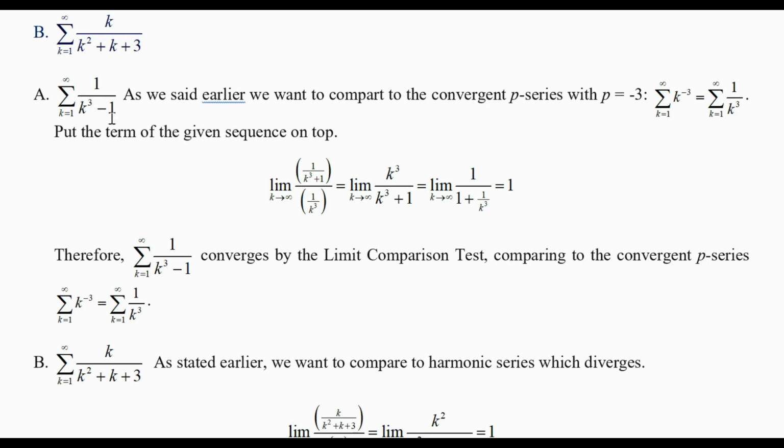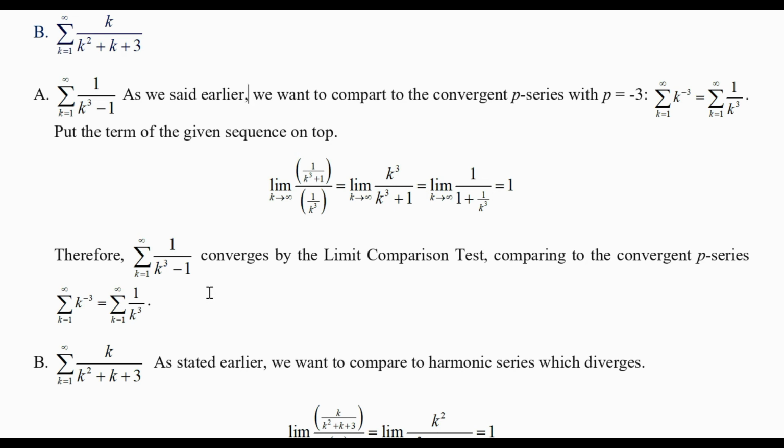So as we said earlier, on this one we want to compare it to the 1 over k cubed p series, which is convergent. So we suspect this thing's going to converge. We put the given series' sequence term on top, 1 over k cubed plus 1, the one we know, 1 over k cubed on the bottom. And then when we put this together, this is k cubed over k cubed plus 1, and we know that that limit is 1. One way to see it is to multiply top and bottom of this by 1 over k cubed, and we get it in this form. That little piece right there is going to go to 0, so the whole thing goes to 1.